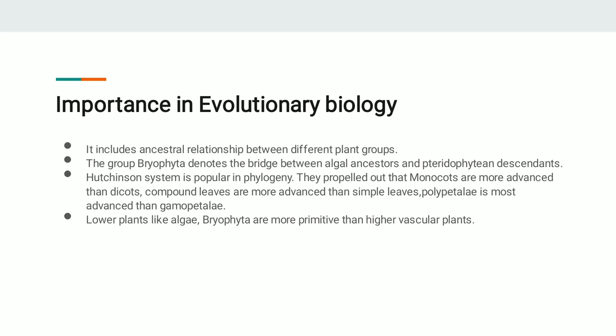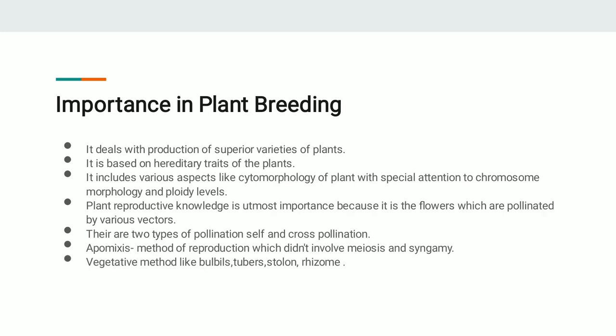So lower plants like algae and Bryophyta are more primitive than higher vascular plants, as you know from the ancestral and descendant example of the linking bridge between the algae and the pteridophytes, which is the bryophyte. So in the last section we are dealing with the importance of plant morphology in plant breeding.